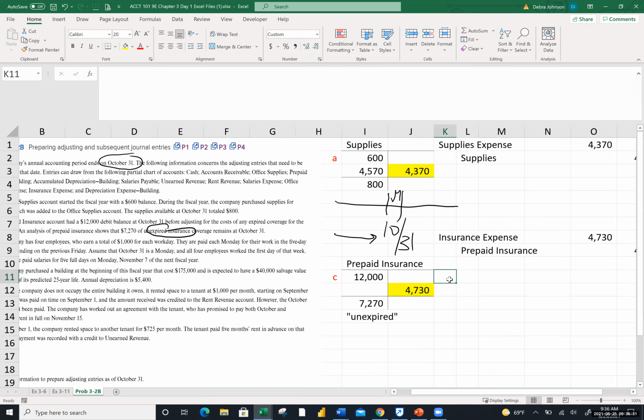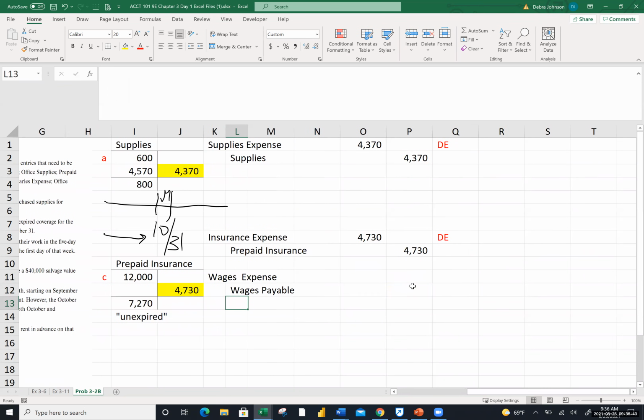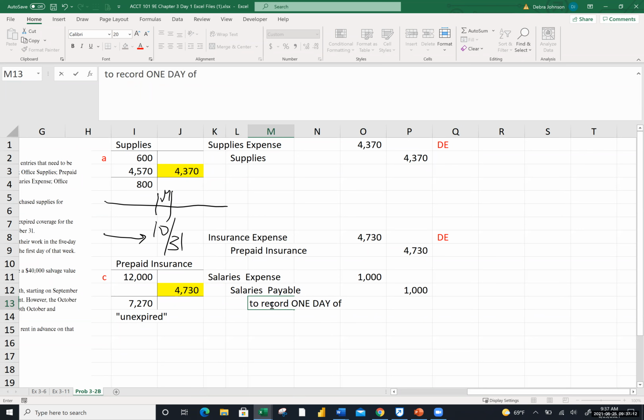What we're going to do on that one, we're going to do wages expense and wages payable for $1,000 because the workers worked only 1 day on the last day of that fiscal year. I believe if we go look at the chart of accounts, they use salaries expense instead of wages. Those two are synonymous, but since they gave you a chart of accounts, let me change that. Salaries expense and salaries payable. Either one would be okay. And that is to record 1 day of wages.